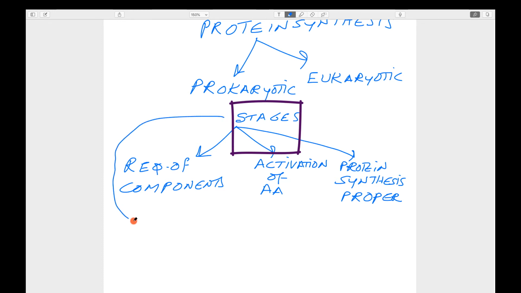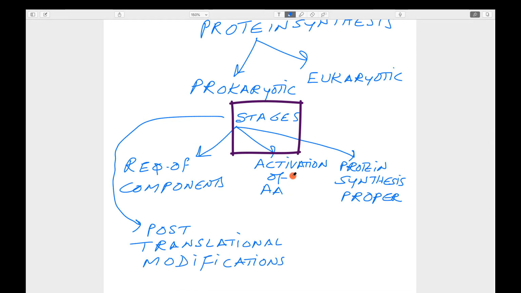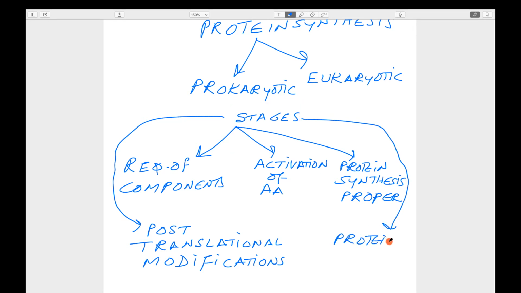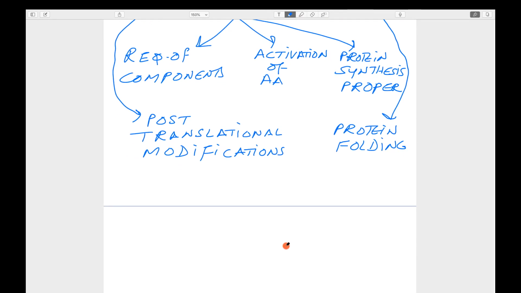Then after that we'll study post-translational modifications. Once the nascent protein is synthesized, that protein is not in a state to be able to perform. Some changes have to be incorporated, so that comes under post-translational modifications. Then also, briefly, we'll talk about the protein folding aspects, which we will take up at a later stage. So these are the various stages at which we'll study protein synthesis.